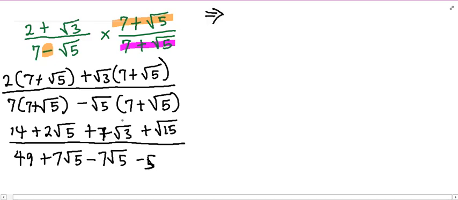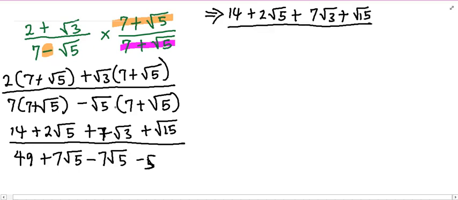Is there any number that we can use to break 15 into a perfect square? 3 times 5 is 15, but 3 is not really a perfect square, right? Okay, let's continue anyway. So 14 plus 2 root 5 plus 7 root 3 plus root 15 all over, remember these two numbers are cancelling, 7 root 5 and 7 root 5, both of them are cancelling, so we'll be having 49 minus 5.